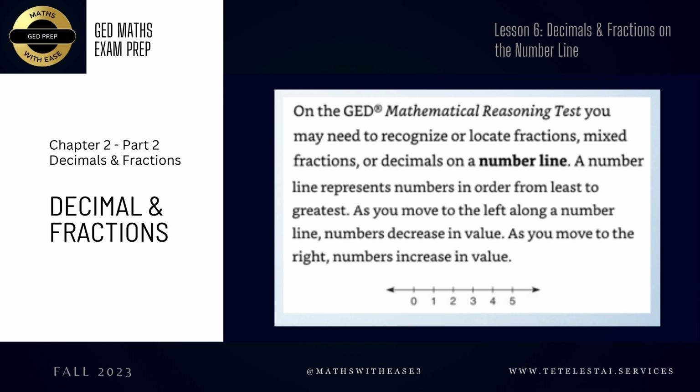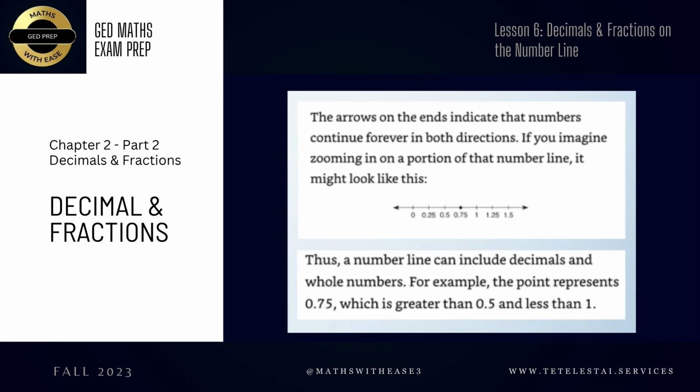A number line essentially is a line that represents numbers in order from least to greatest. As you move to the right along a number line, the numbers increase in value. And as you move to the left, the numbers decrease in value. So moving left, 5, 4, 3, 2, 1, they're decreasing in value, right? And if we're moving to the right, 0, 1, 2, 3, 4, 5, increasing in value, okay? The arrows on the ends indicate that the numbers continue forever in both directions. So if you imagine zooming in on a portion of that number line, it might look something like this.